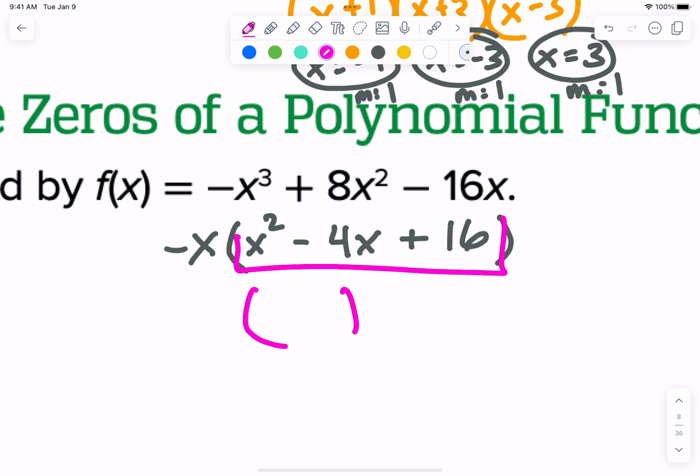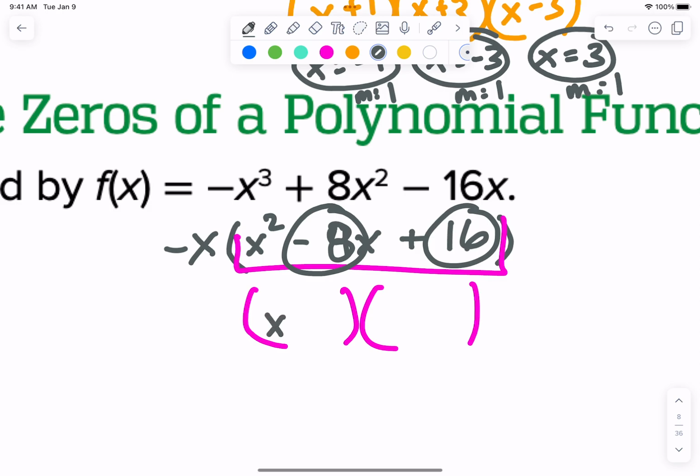Wait a minute. Why did we do that? Why 4x? Oh, you're right. I can't math. Minus 8x, because I was already thinking of the next step. No, you're breaking them down. What can you multiply to get 16, but when you add them, give you negative 8? Negative 4. X minus 4, right? That's it broken down.